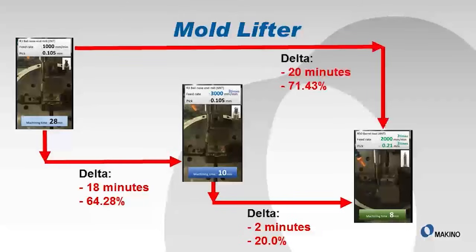So if you look from beginning to end, we've cut 20 minutes, or about 71.43, 72% of the cycle time of that part, out of the process by going to the 5XC continuous approach to cutting the part, the barrel cutter, higher feed rates, higher pick feeds.